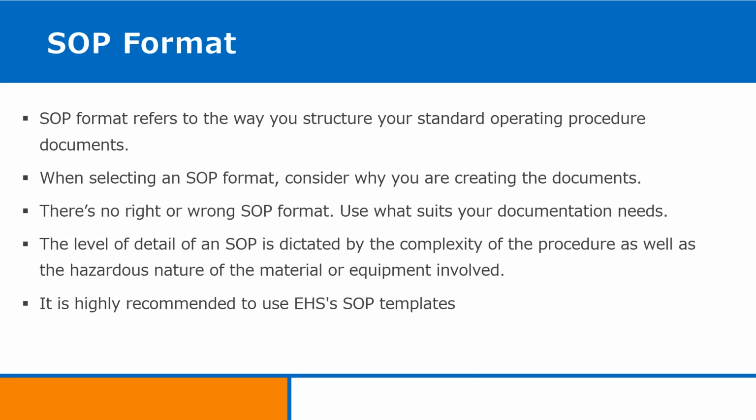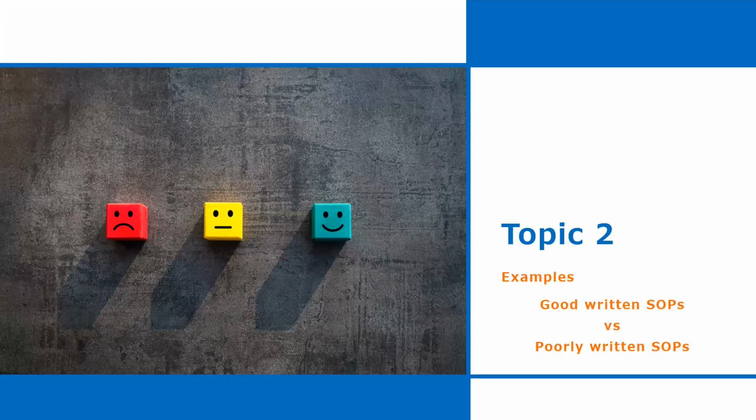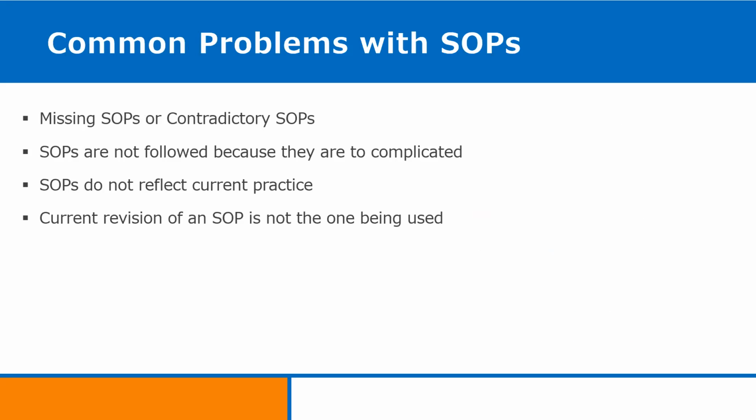So now I'm going to go over some good and bad examples of SOPs. What I found is the most common problem with SOPs: a missing SOP is the worst. We don't have any SOPs, we just go verbal. When you have that, it's probably missing or contradictory. You say you need to do this, but in practice when you go into the lab, you don't do that technique. That's a common error. So once you finish writing your SOP, check it and make sure it's what you're doing in your lab.